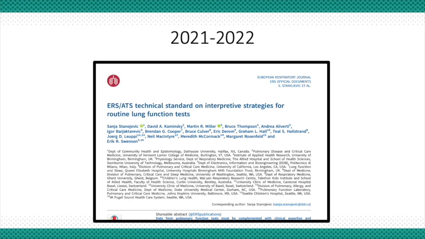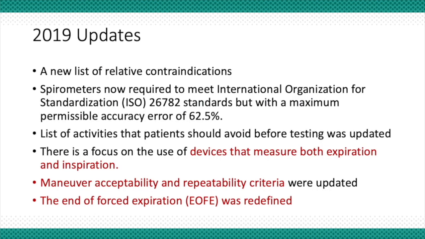talking about the latest 2021-22 interpretive strategies for routine lung function tests. In 2019, strict considerations to the way the spirometers are used, the technical standards they have, and the accreditation were made. So a lot of handheld devices, portable devices, or devices which were not meeting the basic requisites were actually told not to be used. Also, there were new contraindications and indications.